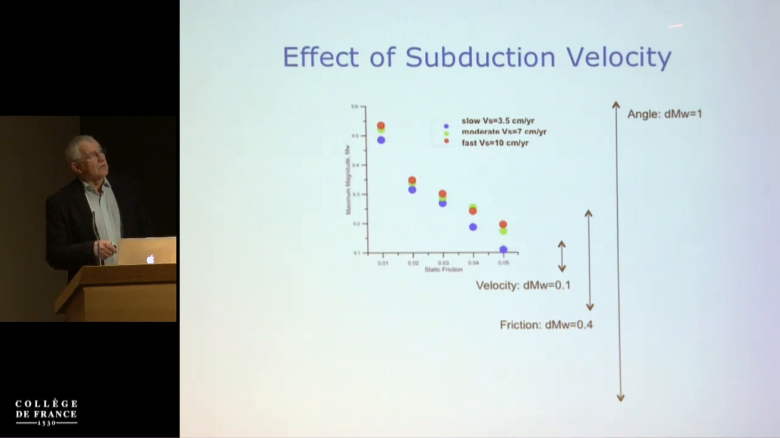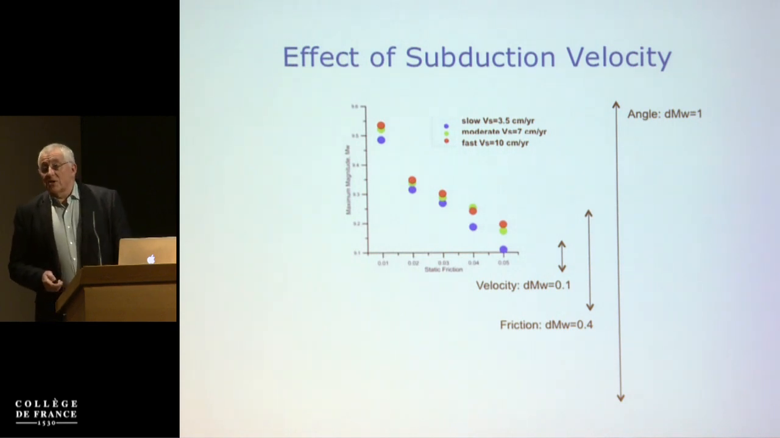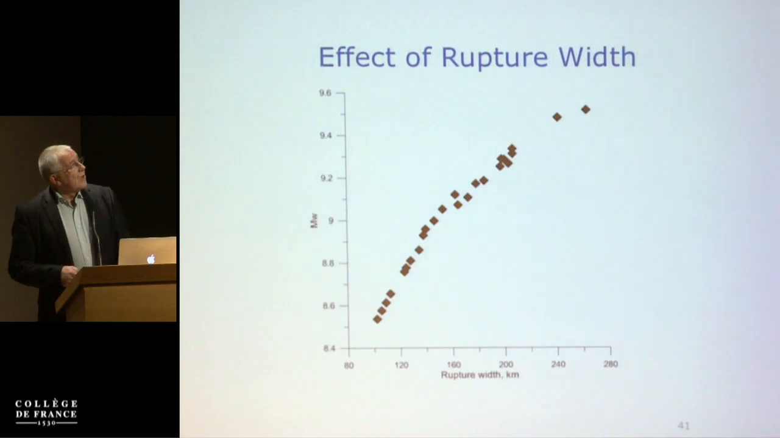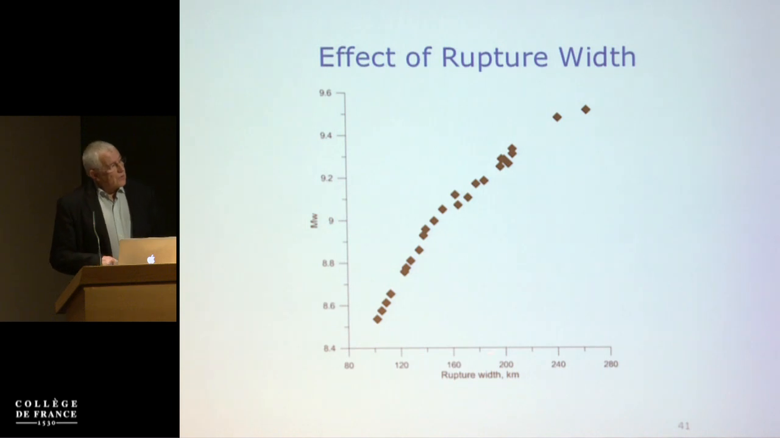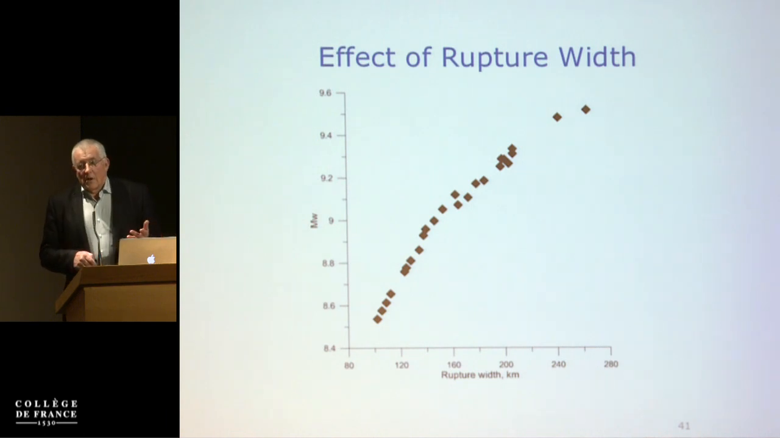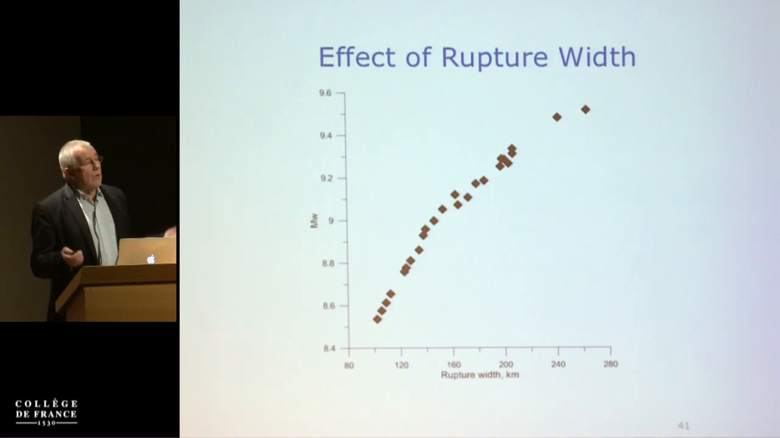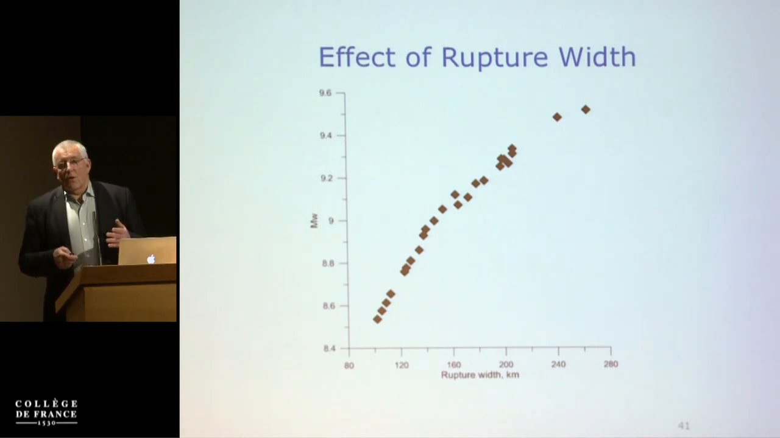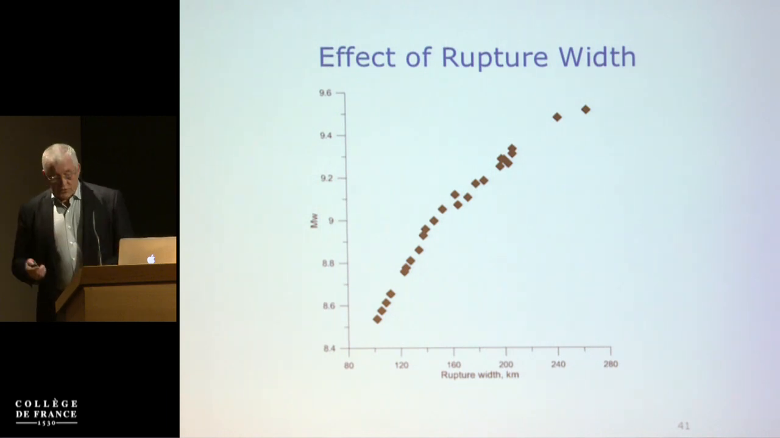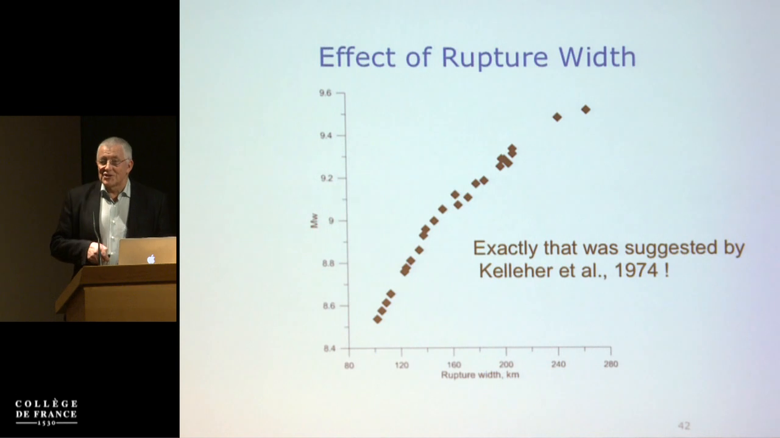The angle of subduction zone is the most important. And we can say the situation is even simpler. So now, in this plot, I put all my models relative to one parameter, which is rupture width. In all these models, what is important is rupture width. All these parameters, the angle of the slab, friction coefficients, velocity, they all play a role because they change rupture width. And you see here, this is exactly what was suggested in '74.